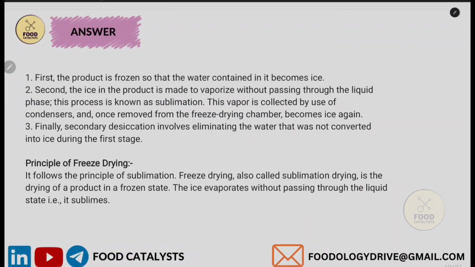Let's see this in detail. First, we have already frozen it. The product is frozen so that the water contained in it becomes ice. Okay, now the product is actually ice. That's great. Now the second step is we need to vaporize this ice directly into air, or let's say a gas. How to directly vaporize it? By using a concept called sublimation. Okay, so you might be wondering, how is this even possible, right? So this is possible by one concept called the triple point of water.